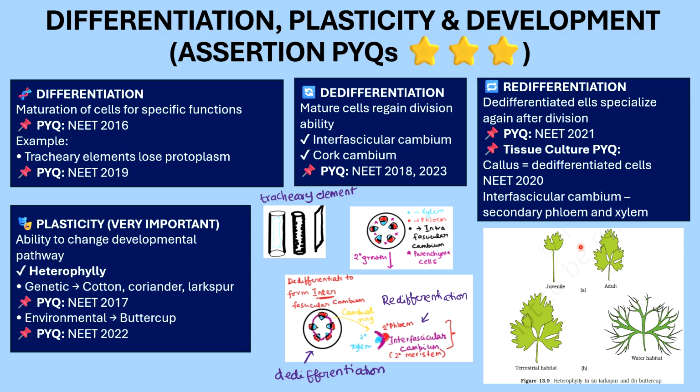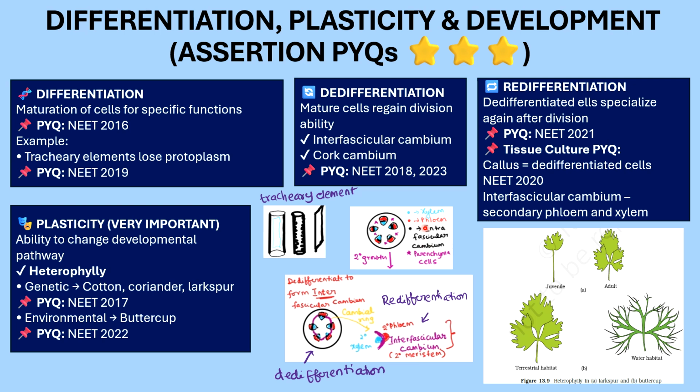Let's read the content now. So differentiation is when the meristematic cells convert into cells that perform specific functions. Example, tracheary elements, which lose protoplasm. Okay, that is an example of differentiation. Now dedifferentiation, what's the meaning of this? That the mature cells which have gained specificity, when they lose the specificity and become unspecialized, that is called dedifferentiation. Example, interfascicular cambium and cork cambium.